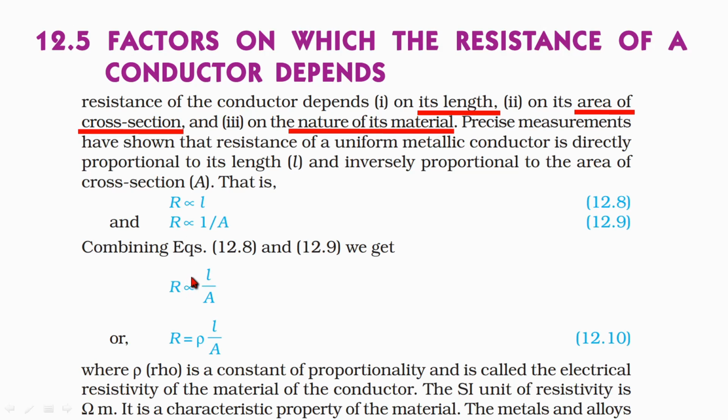To remove the sign of proportion, we need a constant of proportionality. It is called rho. Rho is the constant of proportionality. Rho depends on the constituent of the conductor. The lesser the value of rho, the better the conductor is. So this equation is very important to calculate the resistance of a conductor. Resistance is equal to rho L over A.